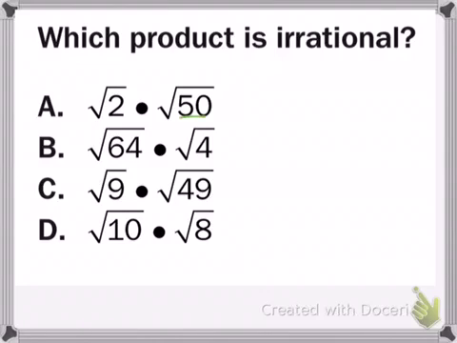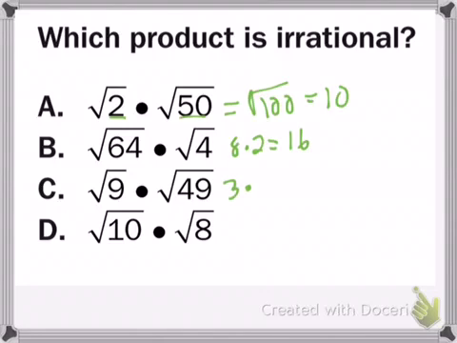Square root of 50 times 2, which gives me square root of 100 equals 10. Square root of 64 times the square root of 4. Square root of 64 is 8. Square root of 4, which is 2, gives me 16. Square root of 9 is 3, times the square root of 49 is 7, which gives me 21. So by process of elimination, we know it has to be this one, which gives me the square root of 80.